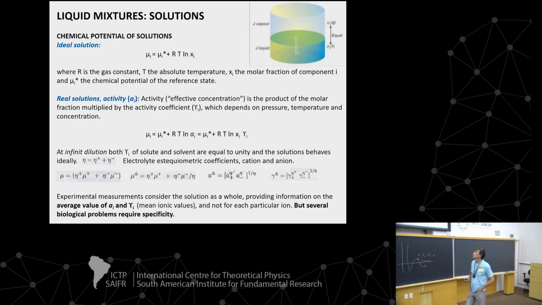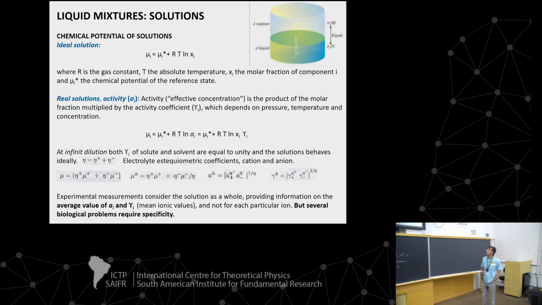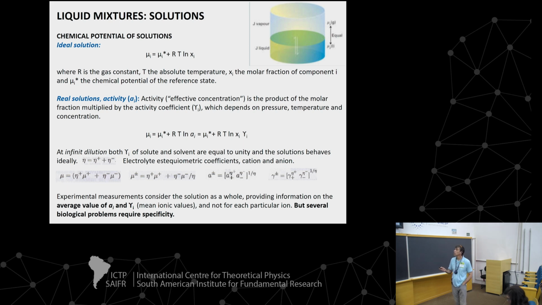So if we move to liquid mixtures, we move to solutions, we are also going to speak on the chemical potential. And for an ideal solution, the equation is very similar to that of a real gas, but you have that the chemical potential is some reference state, plus RT, the logarithm of the concentration, the molar fraction. Instead of pressure here, we have the molar fraction. But this is the case of the ideal solution.